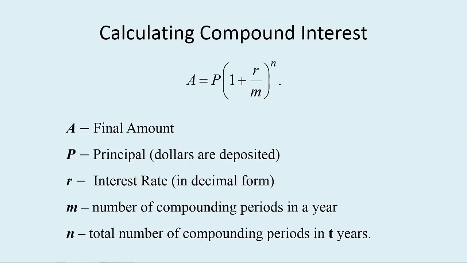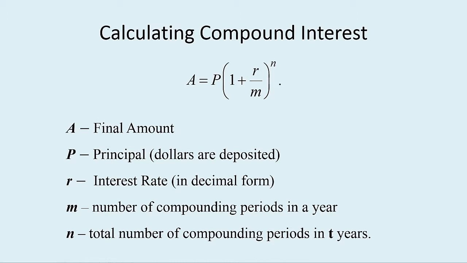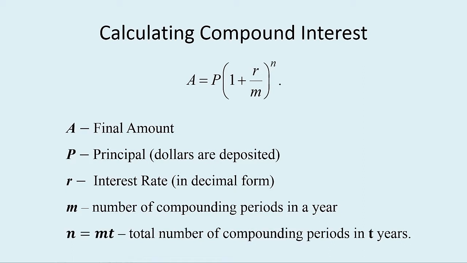The formula that's used for calculating compound interest is A equals P times (1 plus R over M) to the N power. Notice that this involves an exponent, which is why we see exponential growth. A is always the final amount in the account. P dollars are deposited as principal at an annual rate of R, compounded M times per year, and the money is left on deposit for a total of N compounding periods. N is always the product of the number of compounding periods per year, M, times the number of years, which are often referred to as T.